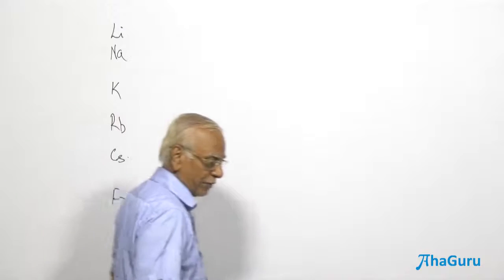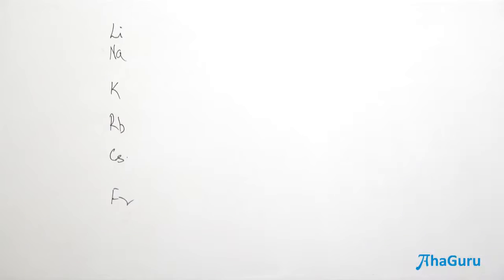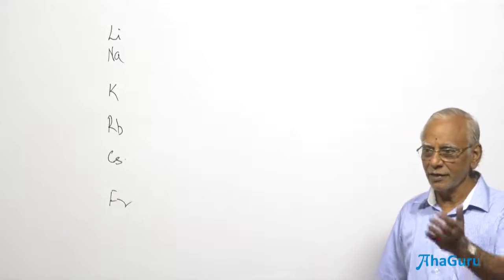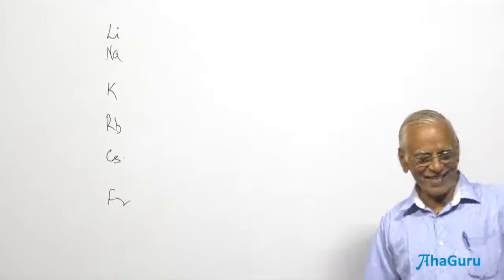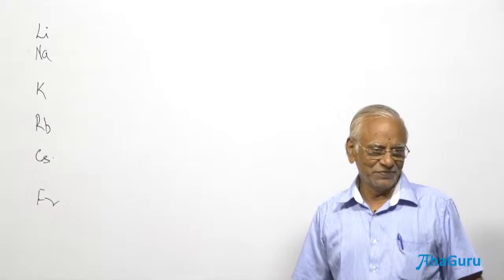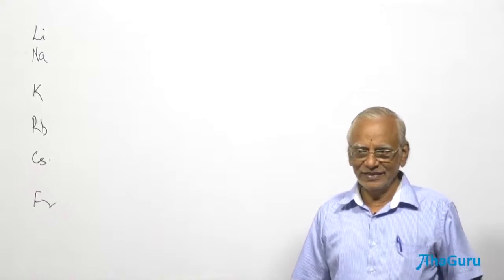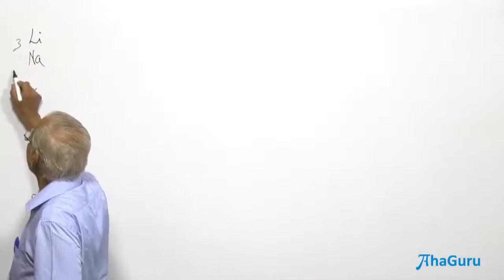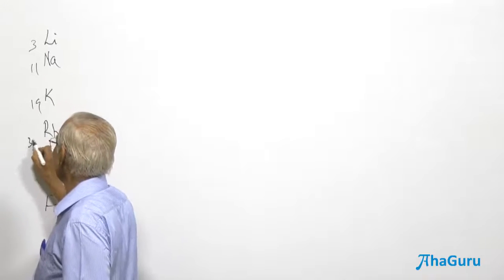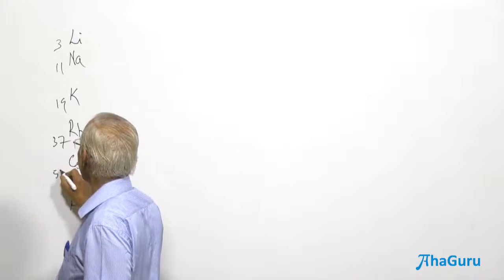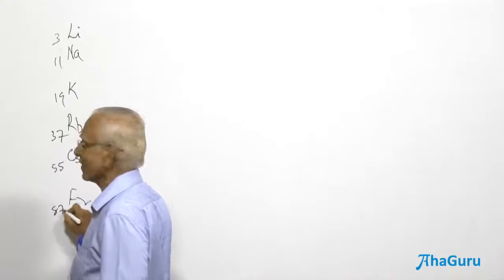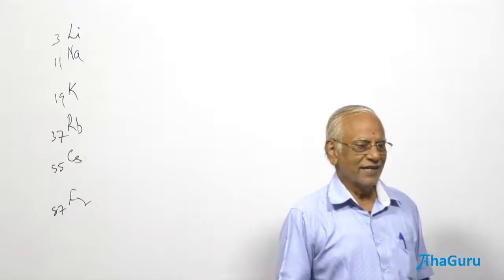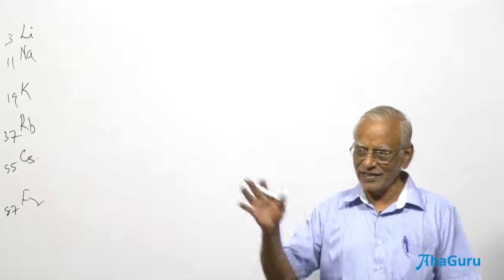Please write the atomic number very quickly. 5 seconds for you. Finished? You start counting now. 1, 2, 3, 4, 5. Write it, practice it. Three, 11, 19, 37, 37 plus 18, 55, 55 plus 32, 87 here. Then 2, 8, 8, 18, 18, 32 for the shells. If you write it half a dozen times, you know.